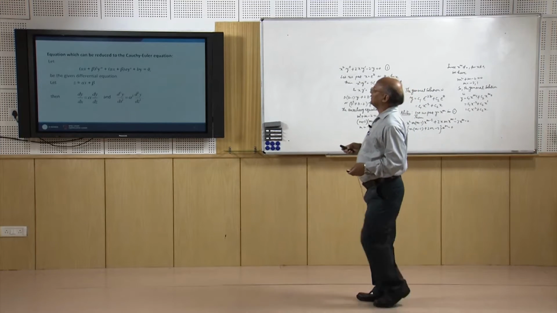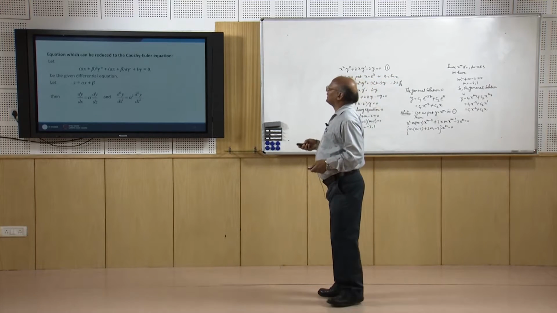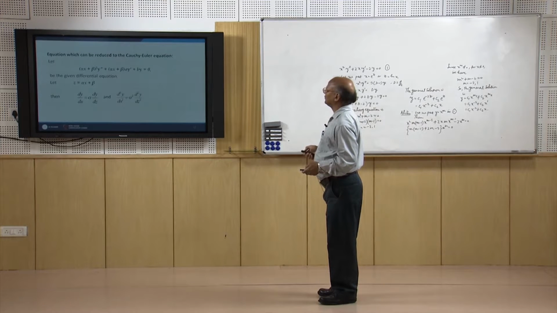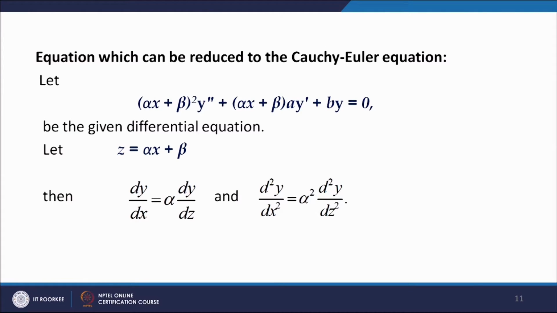Now let us consider that the Cauchy-Euler equation can be generalized to such type of equations also, where we see that the power of (alpha x plus beta) is the same as the order of the derivative occurring in that term. So here the power of (alpha x plus beta) is 2, and we have the derivative of second order. Here the power of (alpha x plus beta) is 1, and we have the derivative of first order. So in such a case we shall convert this to a Cauchy-Euler equation.